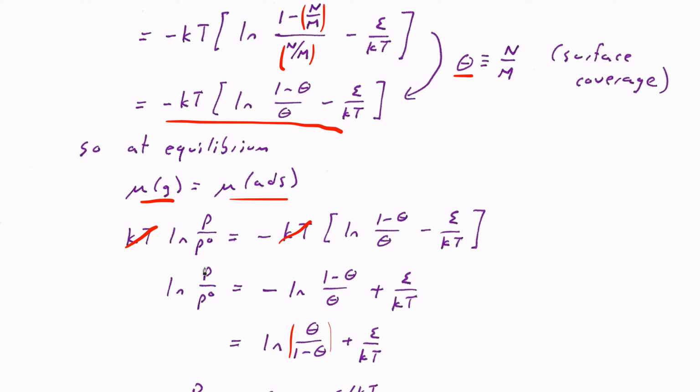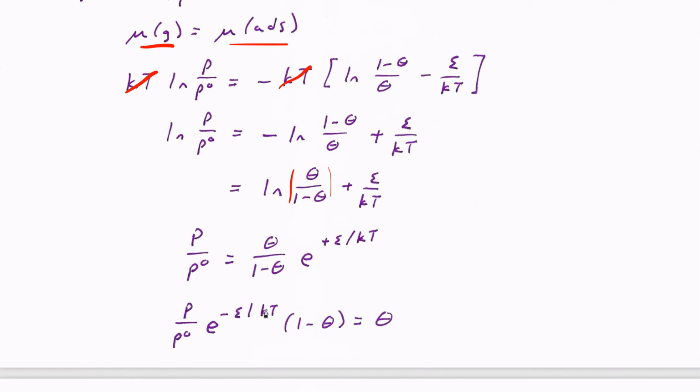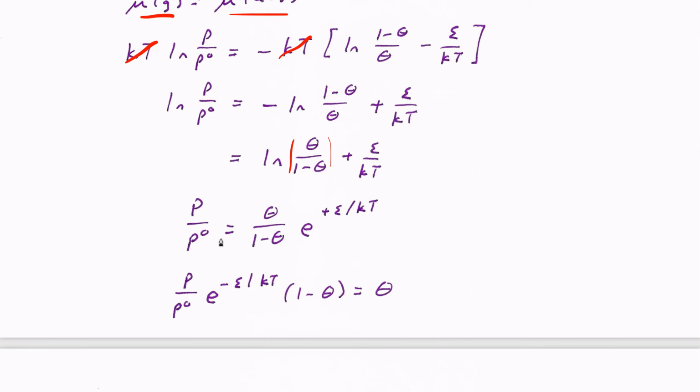So this gives me an expression for how the pressure of the gas relates to the amount of surface coverage and the temperature and the energy of the binding of the adsorbate to the surface. I'm going to rearrange that, and mainly what I'm interested in doing is solving for the value of theta. I want to know at a given pressure and temperature how much of the surface is going to be occupied by adsorbed molecules. So if I rearrange this to solve for theta, first we can undo the natural log. So P over P naught is equal to, getting rid of the ln here, theta over 1 minus theta, and then undoing the log requires exponentiating, so I get e to the plus epsilon over kT.